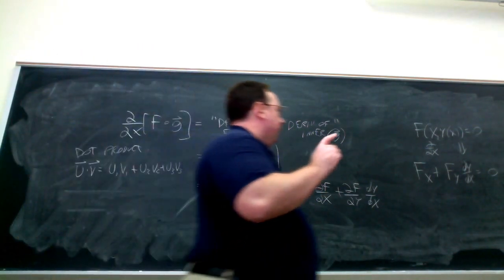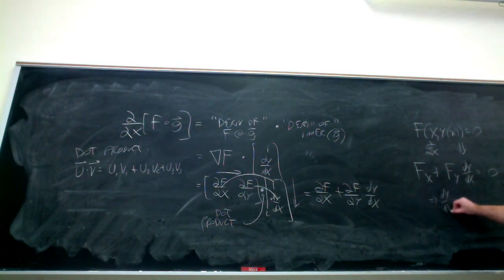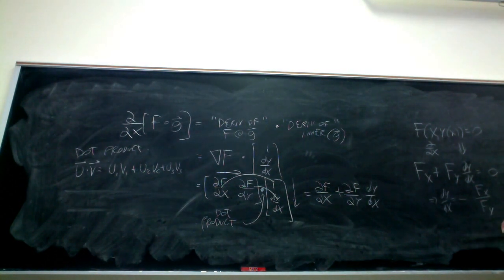So now we can solve for dy/dx, because that's what we really want here. dy/dx is minus partial of f with respect to x. What? Oh, sorry, I was just... Okay.